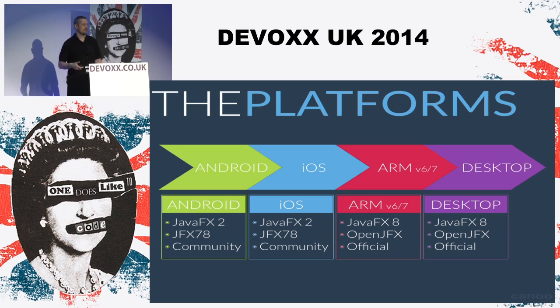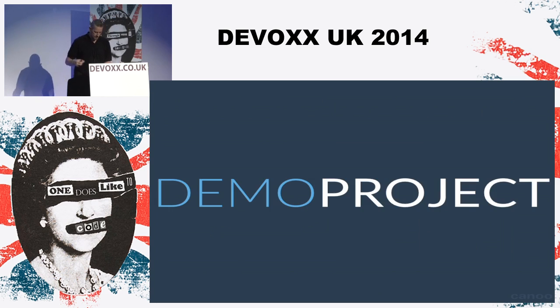Then the more interesting things are the blue and the green one. It's iOS and Android, which are both based on JavaFX 2. They are coming from the community. There's no official support from Oracle, and they are based on a project called JFX 7.8, which is a backport of the JavaFX features into the Dalvik runtime engine, which makes it possible to use JavaFX as UI framework on Android and on iOS.